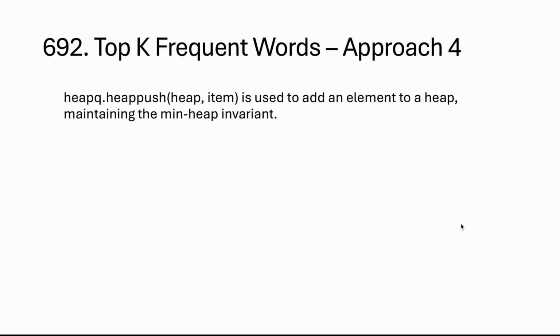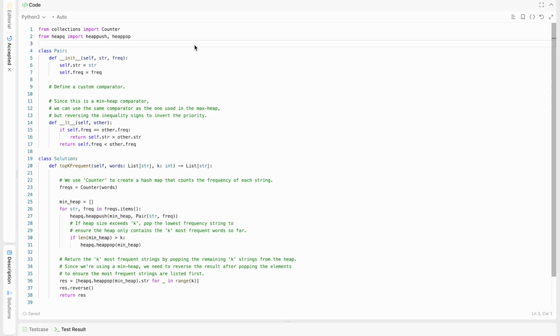For the coding part, we need to learn a function, which is heappush. It is used to add an element to a heap, maintaining the min heap invariant. Now let's look at the coding part. We first import Counter, heappush, heappop. For the class Pair, in the init function, we have string and frequency. Then we define a custom comparator as in approach 3. Since this is a min heap comparator, we can use the same comparator as the one used in the max heap, but reversing the inequality signs to invert the priority.